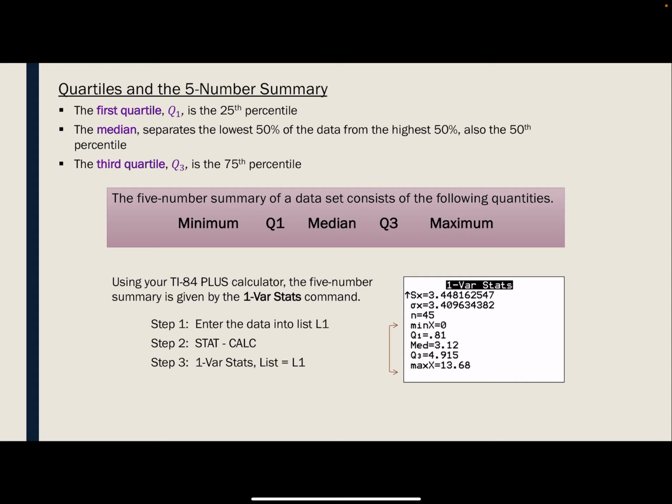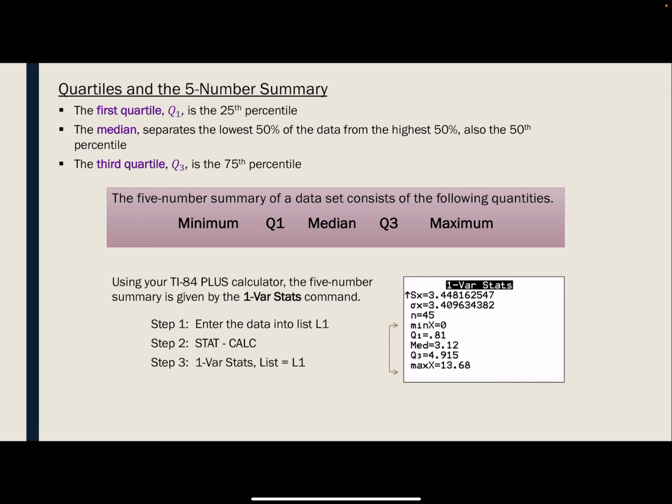So we have our first quartile, Q1, and that's our 25th percentile for our data. The median is going to be the 50th percentile, and the third quartile is our 75th percentile. So we'll have 25% of the data between the minimum and Q1, 25% between Q1 and the median, 25% between the median and Q3, and then 25% between Q3 and the maximum.